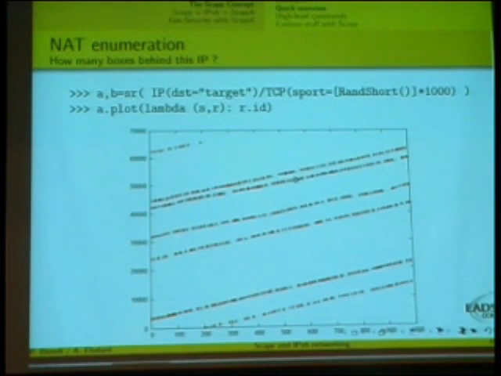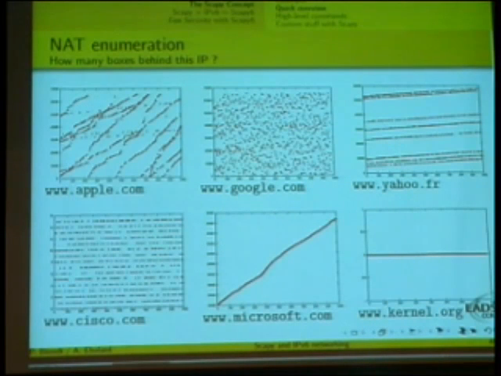Here are some more that I got. Apple is very funny as usual. Google randomized, kernel 0. Microsoft, there is only 1 machine because it depends on the way they do their load balancing. And this is Yahoo.fr, I think 2 or 3 months later, 8 machines. So they added 2 machines.